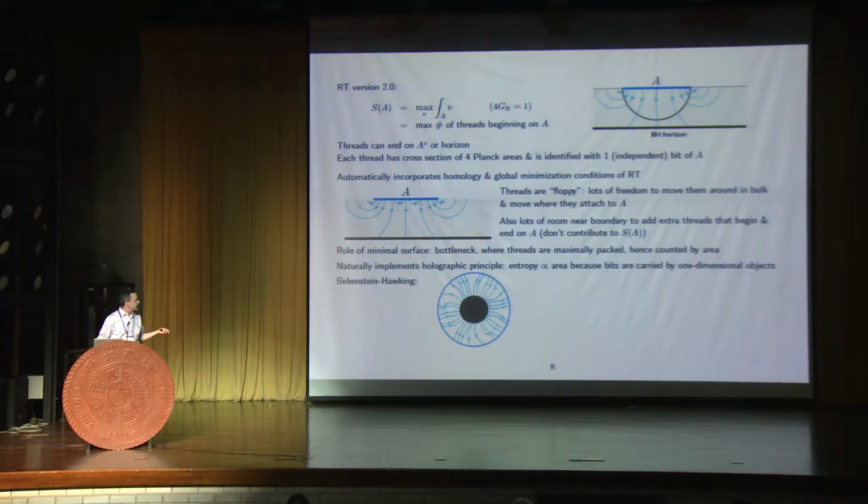Perhaps this is obvious, but essentially it's an implementation of the holographic principle. If you want to know why entropy is computed by area, not volume, it's because bits are not stored in point-like objects. They're stored by one-dimensional objects. Okay, that's it.